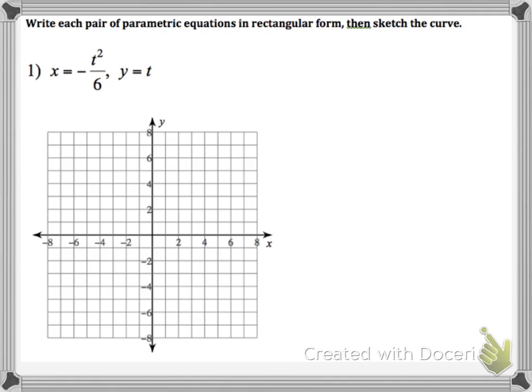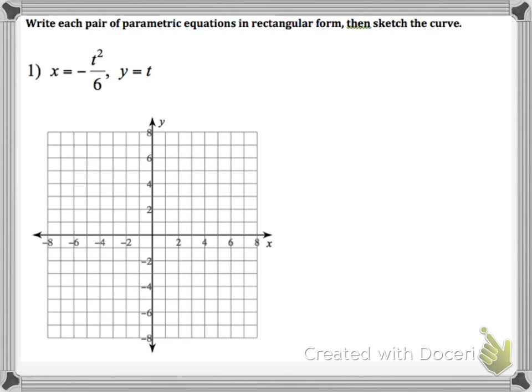Okay, rewrite the parametric equations in rectangular form, then sketch the curve. So what you're going to have is an x equals something with a t and a y equals something with a t. Whenever you see the t, that is parametric. To make it into rectangular form, you have to get rid of the t. So for this first one, it's actually very simple.